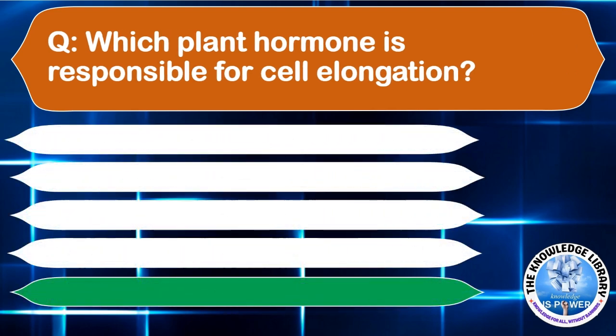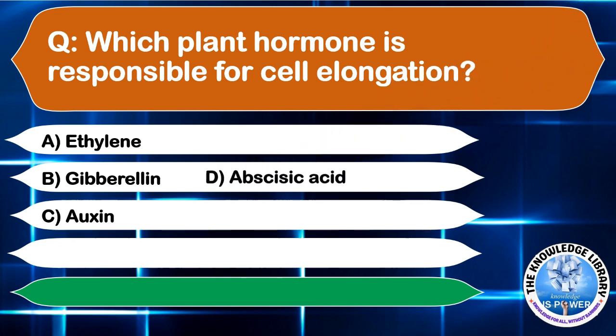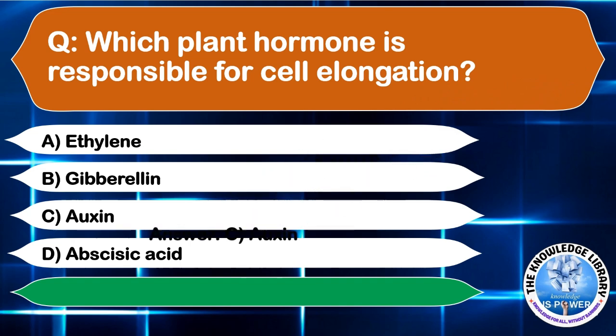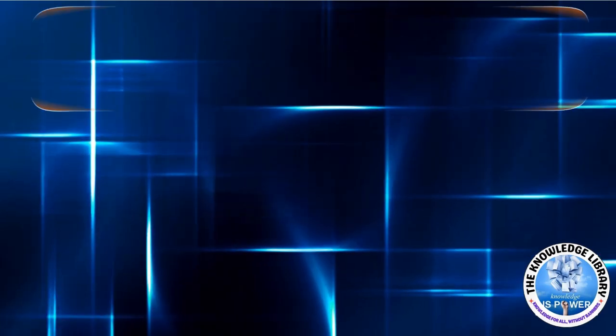Which plant hormone is responsible for cell elongation? Option A, ethylene. Option B, gibberellin. Option C, auxin. Or option D, abscisic acid. The correct answer is option C, auxin. Moving to the next question.